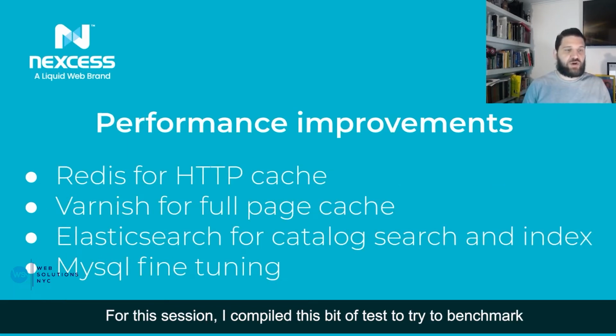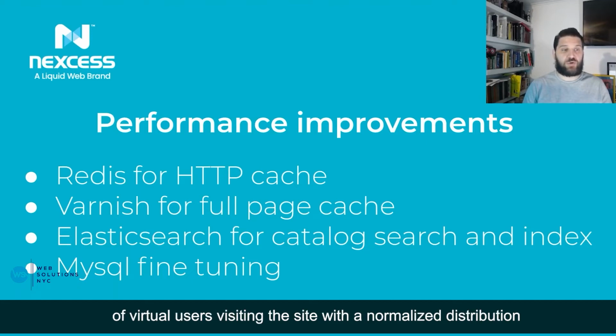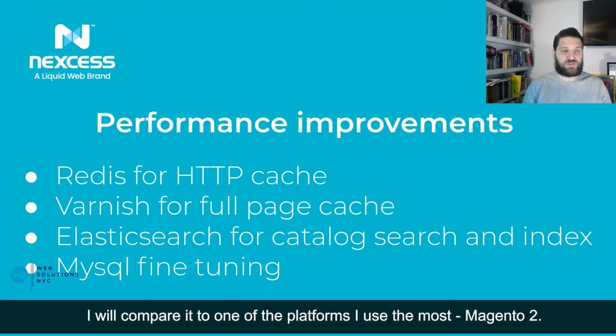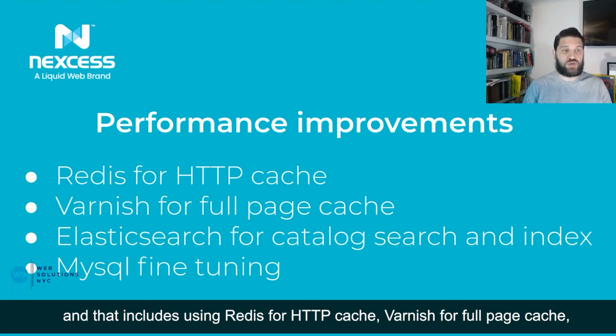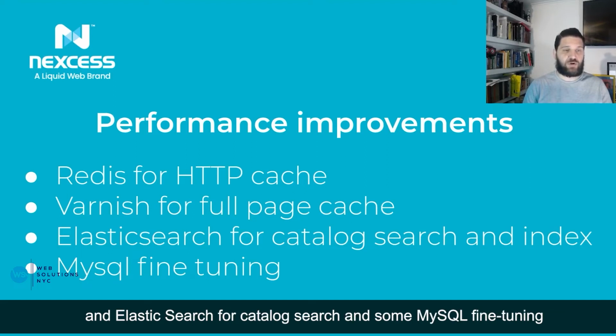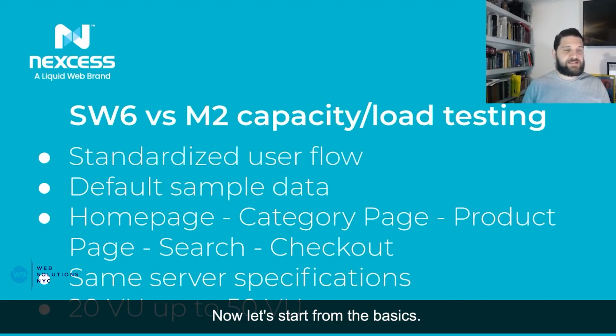For this session, I compiled a suite of tests to try to benchmark Shopware 6 and see how it behaves under heavy load. I defined a reproducible user flow with a certain number of virtual users visiting the site with a normalized distribution, and compare it to one of the platforms I use the most, Magento 2. We tweak both applications as much as possible to get better performance, and that includes using Redis for HTTP cache, Varnish for full page cache, Elasticsearch for catalog search and indexing, and some MySQL fine-tuning we have for every service. Now, let's start from the basics.